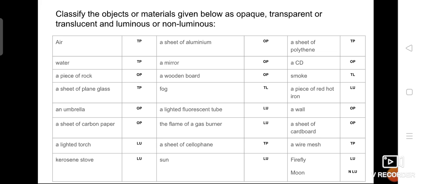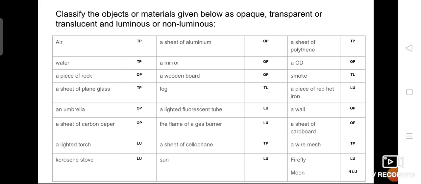The remaining things, that is, the fluorescent tube and the gas burner, are all artificial luminous objects, but the sun is the natural luminous object. Next one, a sheet of polythene paper, that is transparent. Next, CD, you are having a CD, no? CD means compact disc. Yes, that is opaque.